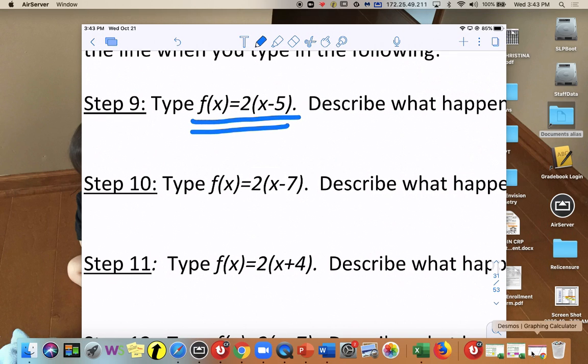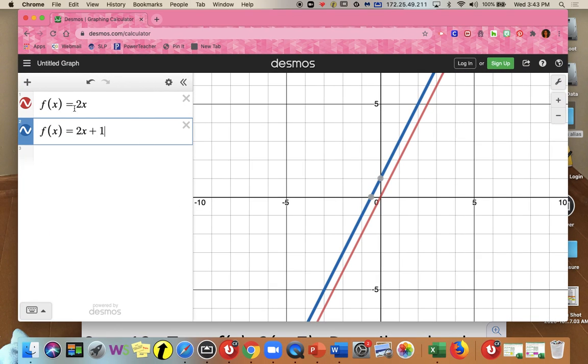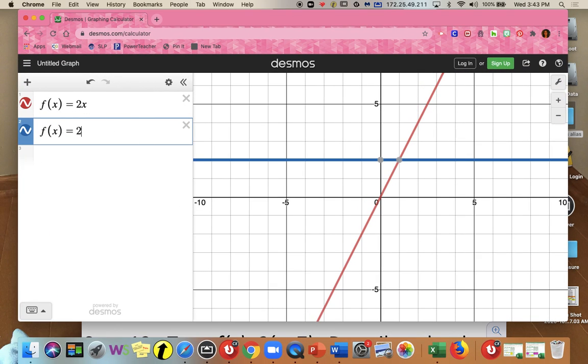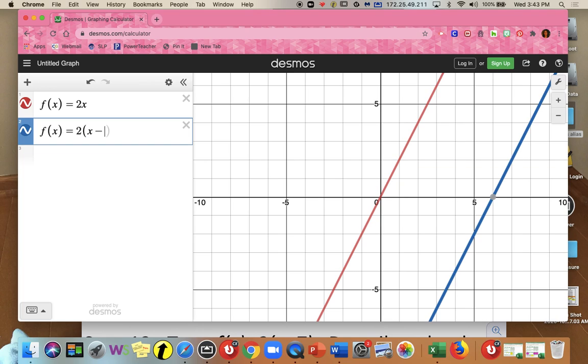Okay, so give me a minute. I'm going to pull up Desmos. I'll keep in the parent function. It'll be red. And this time in parentheses, I'll put the 2 on the outside, but in the parentheses x minus 5, and I'm looking at the x-intercept. So the x-intercept was 0, and you can see that when it's minus 5, it goes 5 to the right.